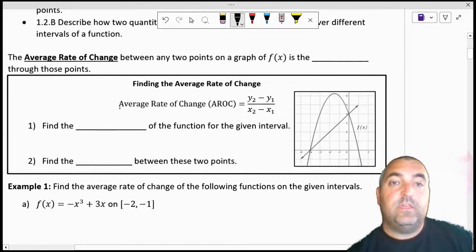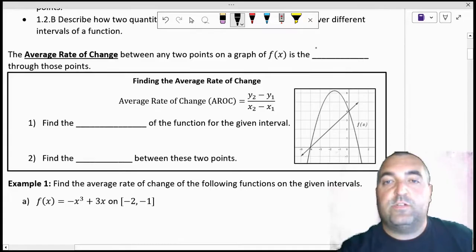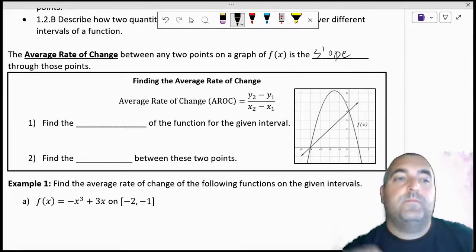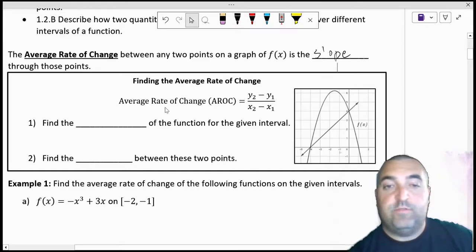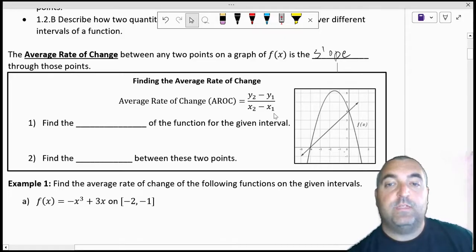Today we are looking at topic 1.2, rates of change, and we're going to start off with the average rate of change between any 2 points on the graph of a function is the slope through those points. So finding the average rate of change, which we'll abbreviate AROC, you've done it before. It is y2 minus y1 over x2 minus x1.